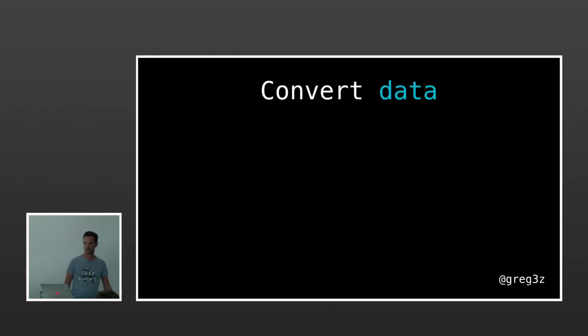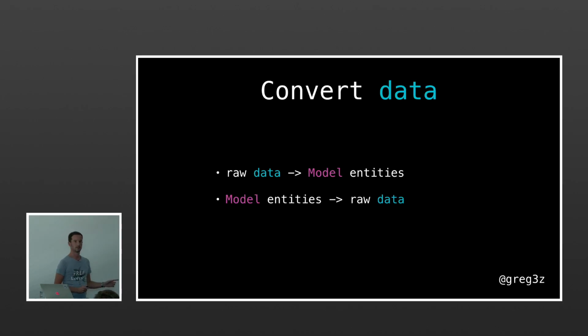Second task of the storage layer is to convert data. So you'll have, of course, to convert the raw data that is coming from your persistence into entities of your model. That's when you will read data to present it to the user. But you'll have to be able to do it the other way around. When you want to persist some data, you'll have to be able to convert entities of your model into raw data to send it afterwards to the persistence. And both those tasks might fail as well.